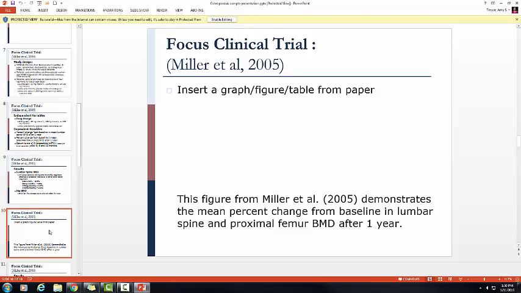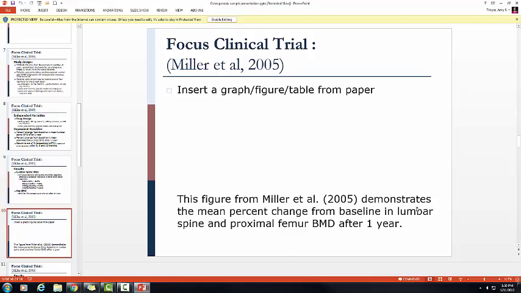Make sure that your graph is about the result and not about the demographics or where these individuals were coming from or the age of these individuals. None of that. That's not what I'm interested in. I want to know about the results. So you're going to find a graph or a figure or a table and put this in here. So this will be here.